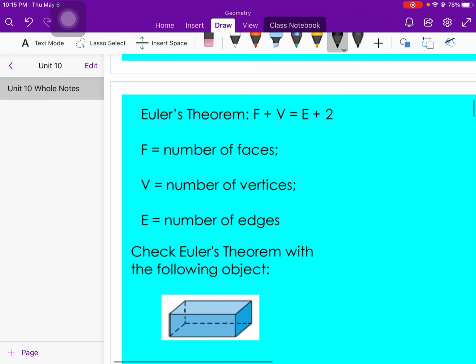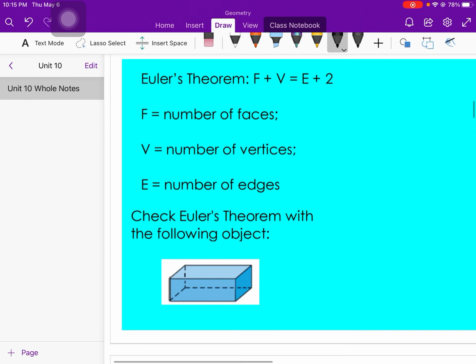Now Euler's theorem states that the number of faces plus the number of vertices is equal to the number of edges plus 2. Kind of a weird theorem, but it does work, as we'll test with this first object. So this is a rectangular prism. First off, think about the number of faces. So we have 1, 2, 3, 4, all of the rectangles, we have top, bottom, front, and back. And then we have the 2 side pieces. So there's a total of 6 faces.